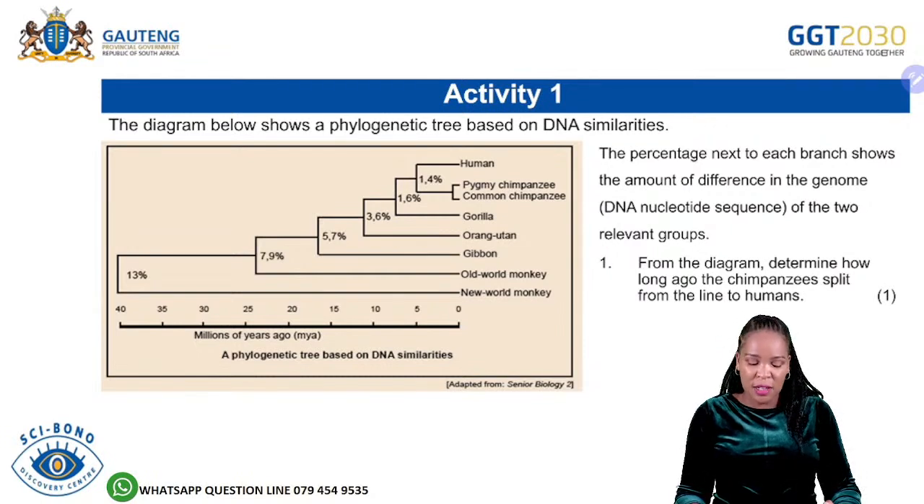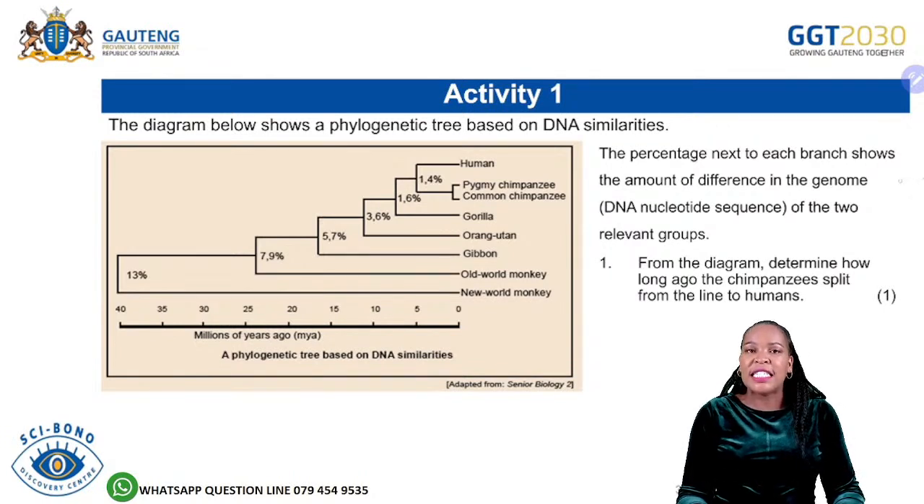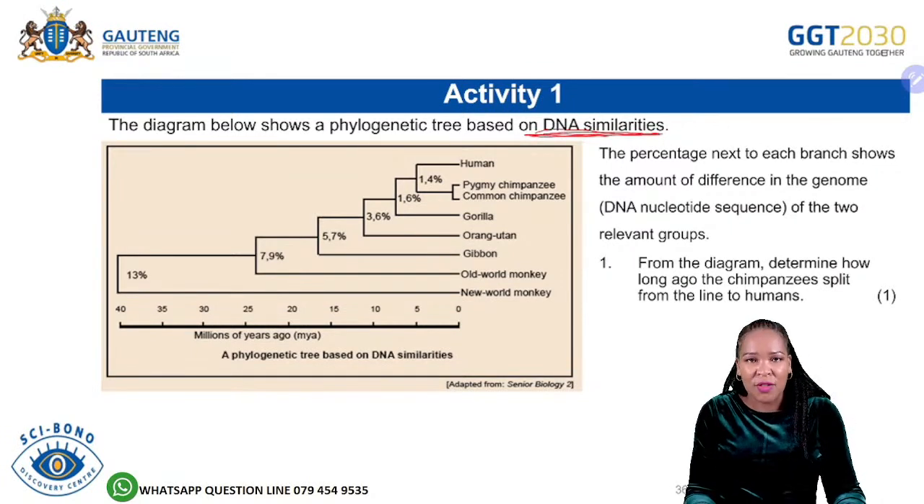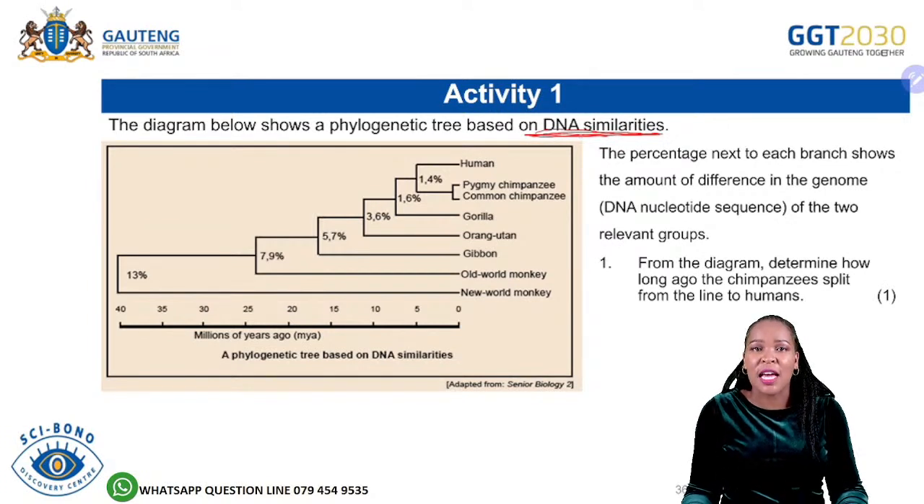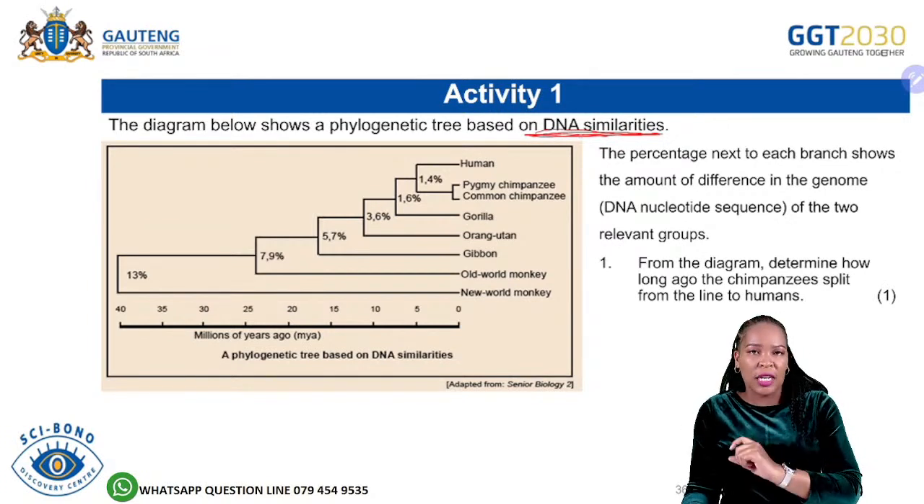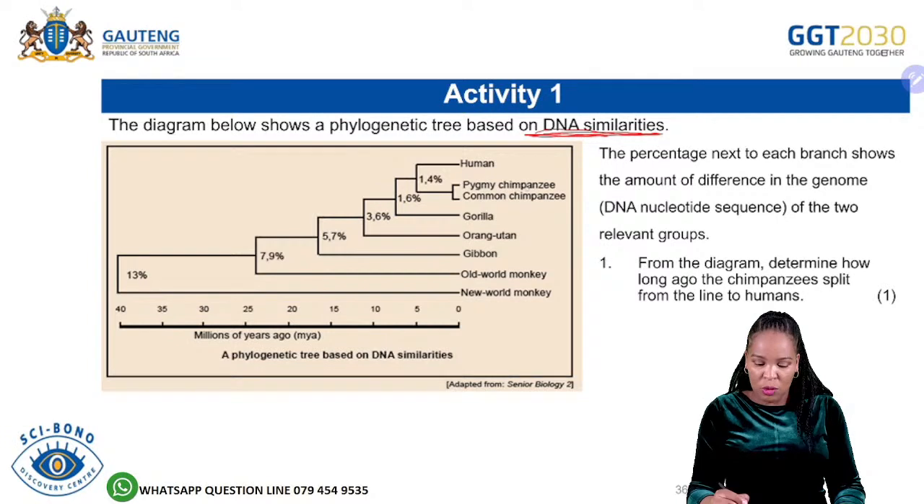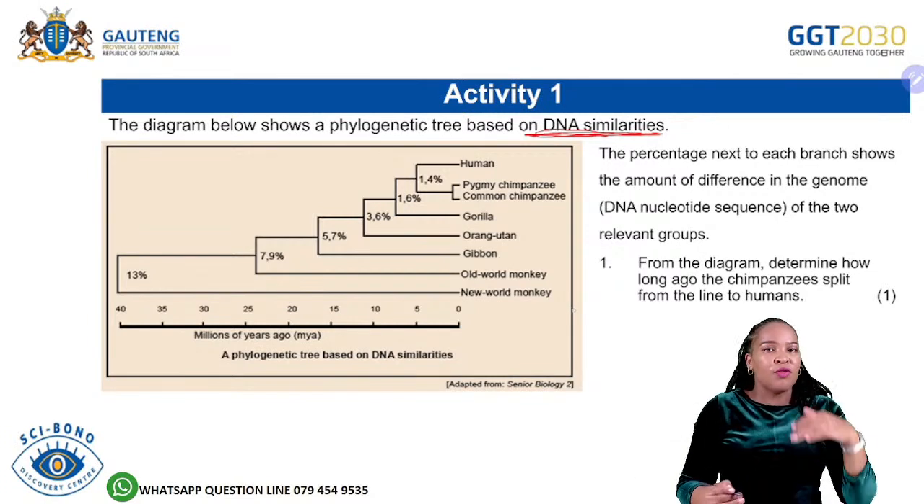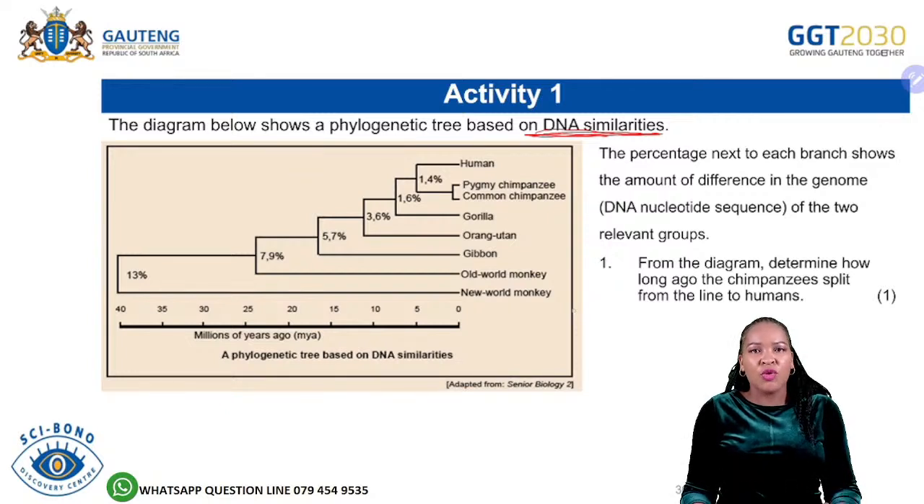Right, so for this activity, we're going to look at this diagram. It says the diagram below shows a phylogenetic tree based on DNA similarities. Every time you get a question, please take note of what they are giving you. Sometimes it may say DNA differences, and if you miss that, you will not be able to give the correct answers. So in this case, we have DNA similarities between the organisms that will be shown in our phylogenetic trees, and I hope by now everyone is able to read a phylogenetic tree from the left, from the right, top, bottom, however it is presented to you.